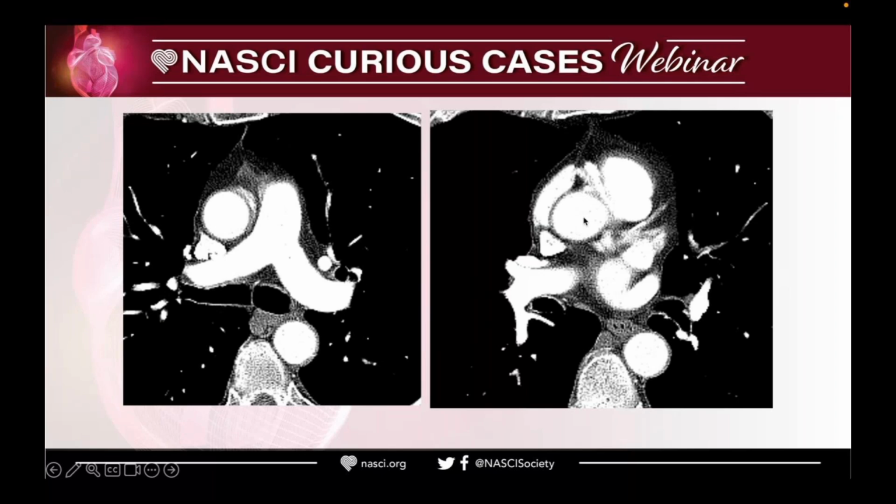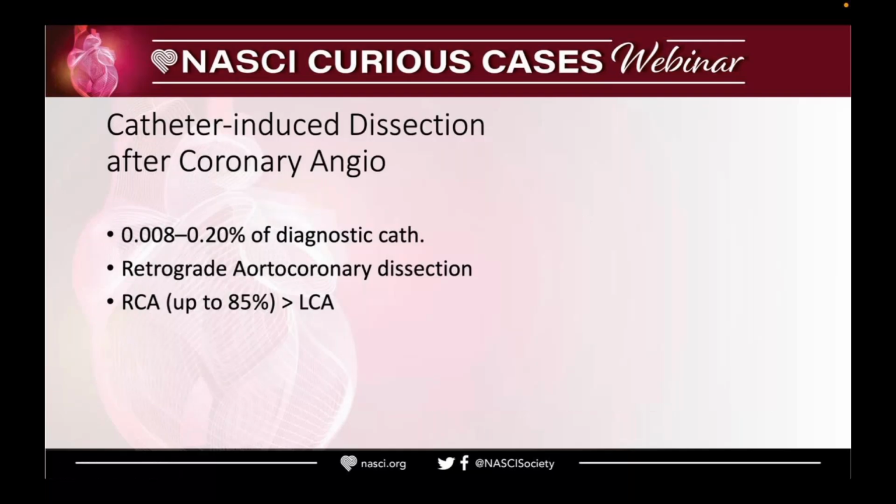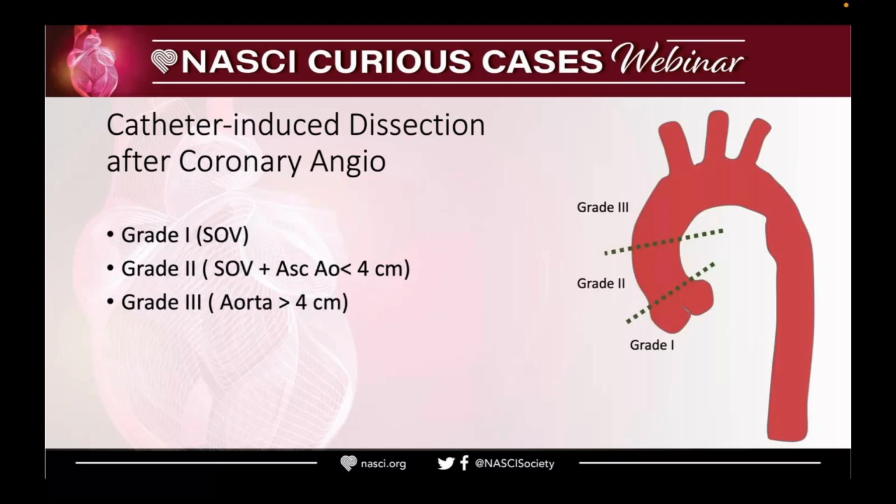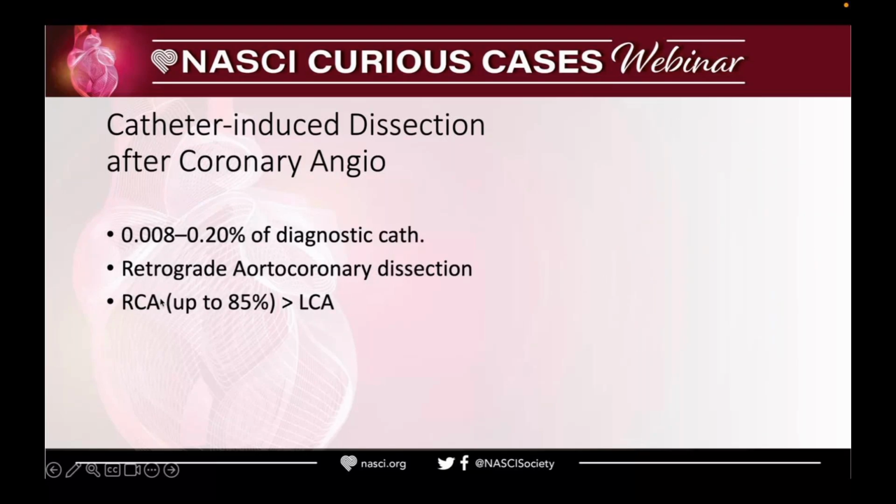This is what we call catheter-induced retrograde dissection after coronary angio. The cath lab is doing more and more complex angio cases, so we would expect that incidence to be rising and to see more and more cases. They call it retrograde aortocoronary dissection. It has been reported up to 85% more in the RCA, despite that the dissection itself from the angioplasty can equally happen in both, but as a retrograde dissection of the aorta, usually it's reported more commonly with the RCA.